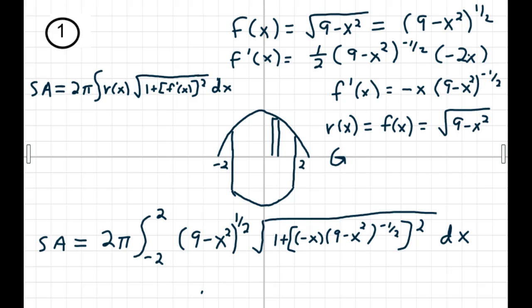So surface area is equal to 2 pi integral from negative 2 to 2 of 9 minus x squared quantity raised to the half power, times the square root of 1 plus that derivative we found, negative x times 9 minus x squared to the negative half, and that's being squared. So it's very difficult at this point to do this problem. We'll have to see how we do this one.